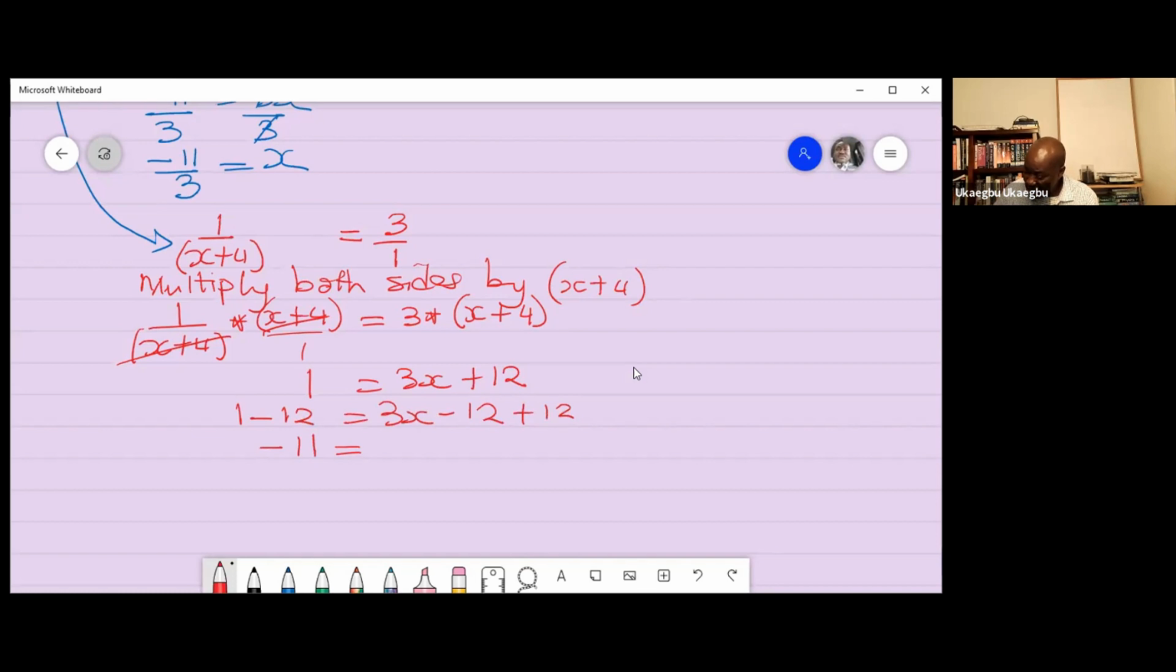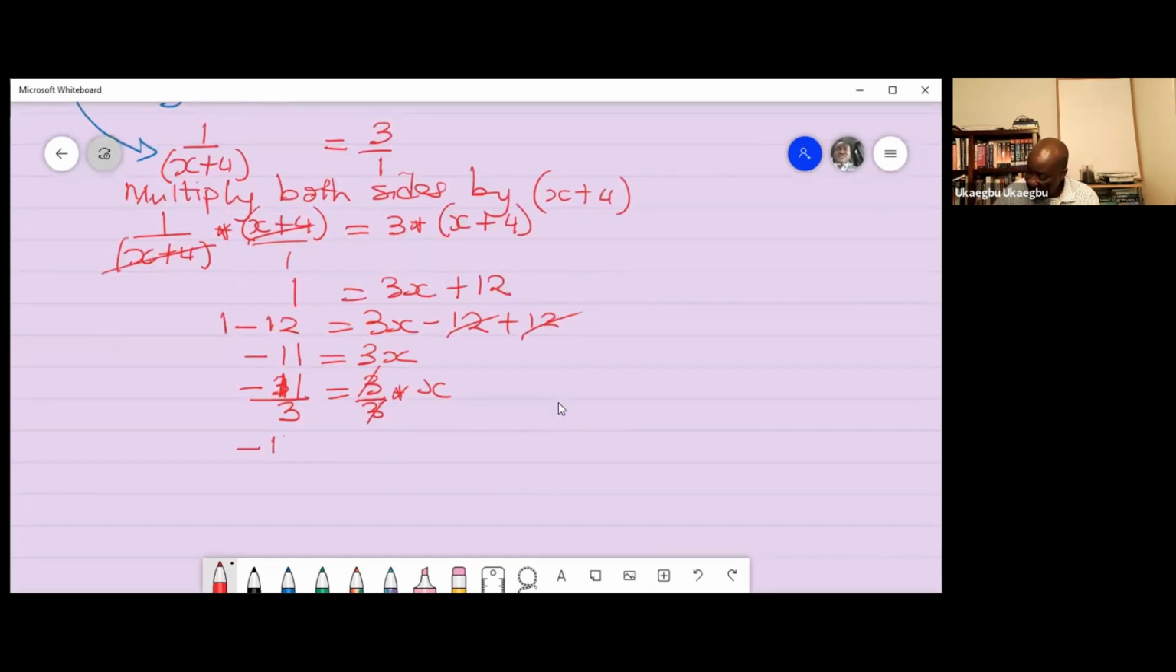So you're subtracting 12 from both sides anyway. So equal to 3x. And if you divide negative 11 by 3, you also divide 3 over 3 multiplied by x. So this gives us the solution: negative 11 over 3 equal to x.